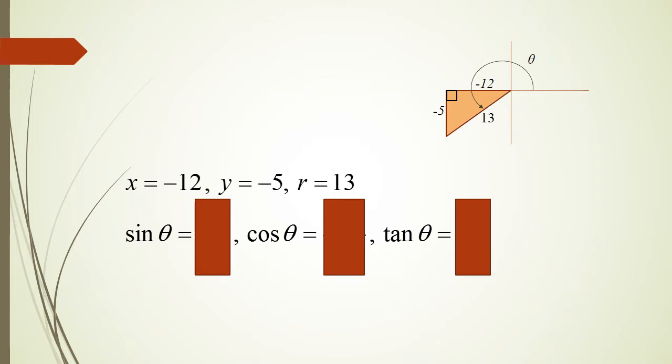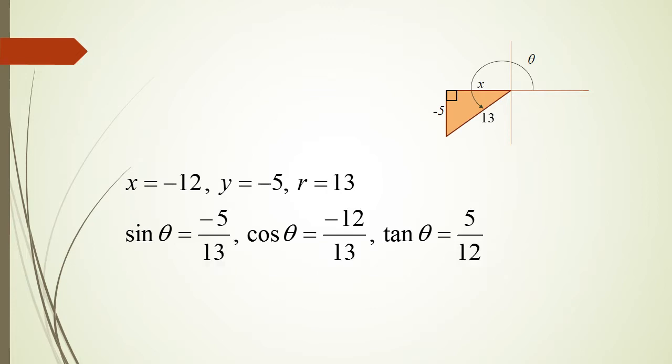So since we have x is negative 12, and y is negative 5, r is 13, see if you can write down the 3 trig ratios, sine theta, cos theta, tan theta. Now you can check if you got them right.